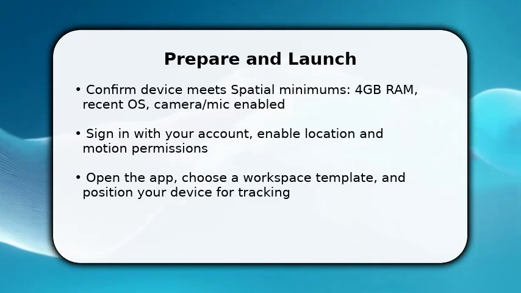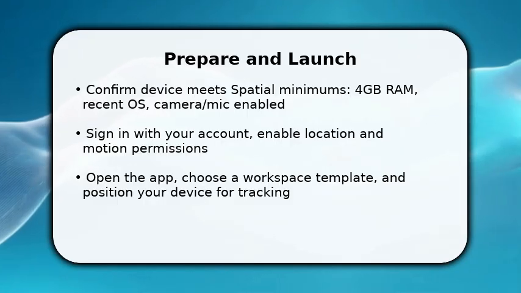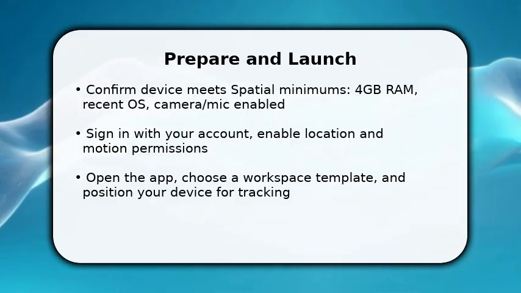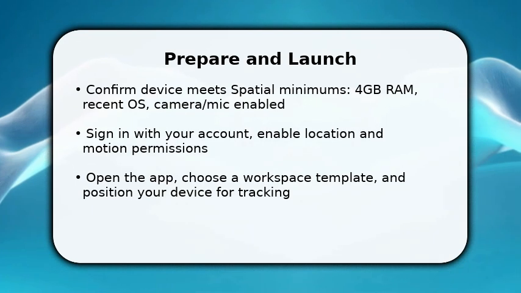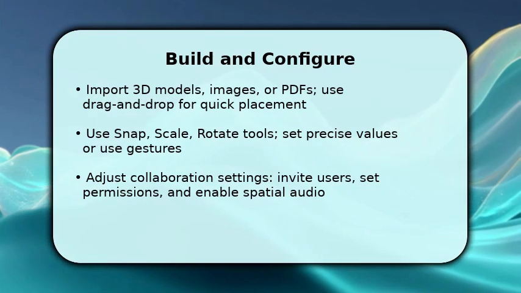Next, choose a workspace template that matches your goal and position the device at chest or desk height for consistent tracking. Make sure the environment has moderate lighting and a simple background. That reduces jitter. Finally, tap Create to initialize the session and wait for the app to calibrate before moving to Content Setup. You now add content and fine-tune placement.